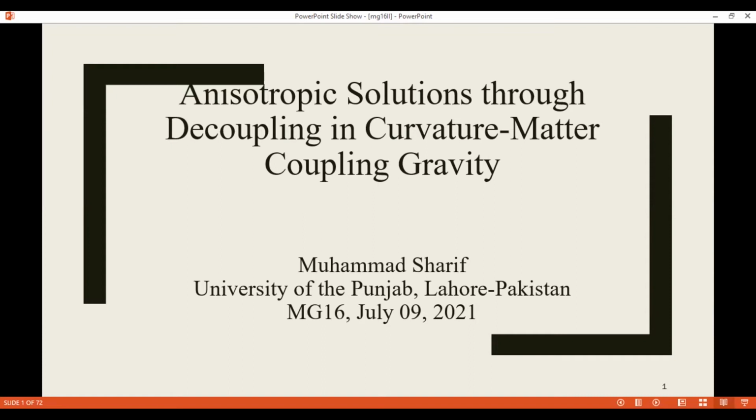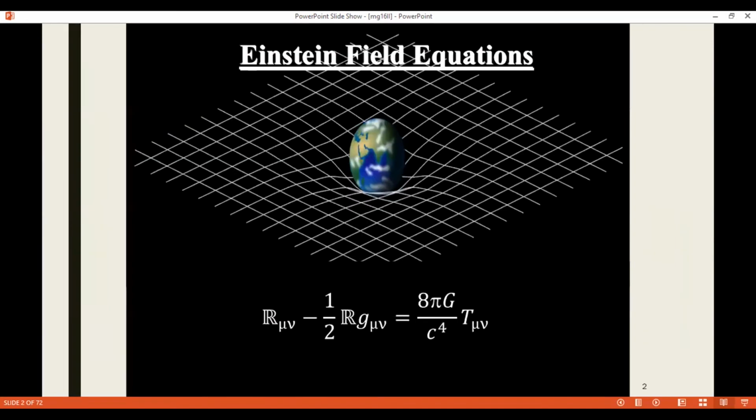So I'm talking about anisotropic solutions through a particular technique, the so-called minimal decoupling technique, in a particular modified gravity, the so-called curvature matter coupling gravity. Let me start from the very well-known Einstein field equations. The left-hand side of these field equations is the geometric part, and the right-hand side indicates the physical part. They have been coupled through the coupling constant.